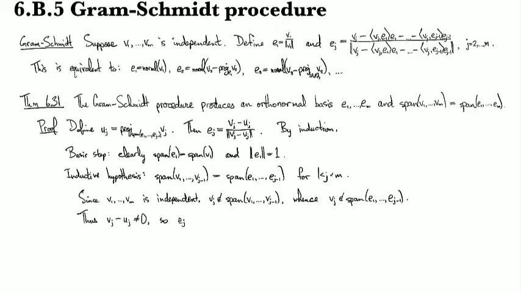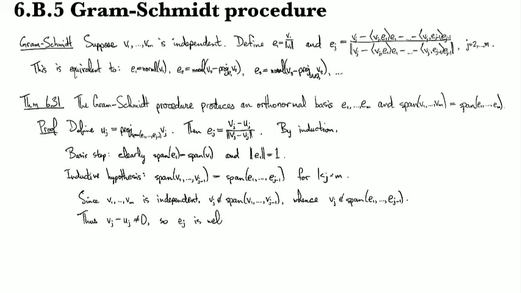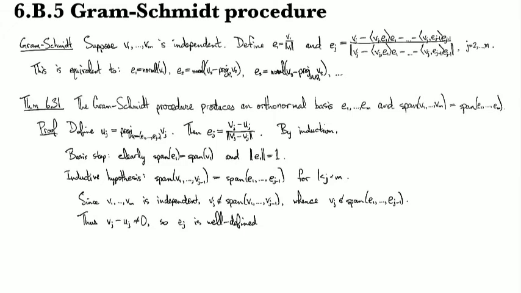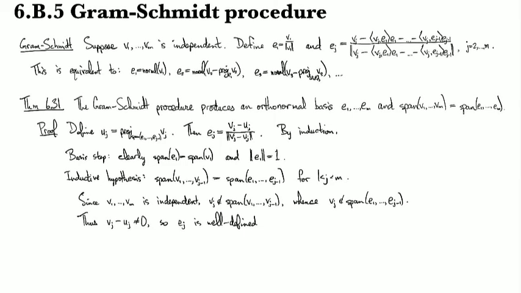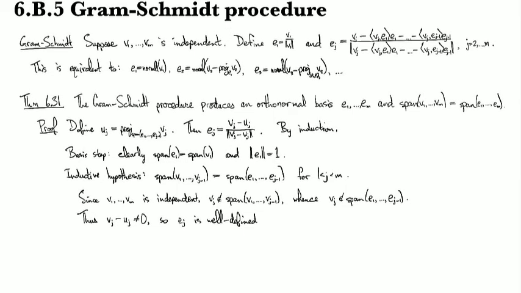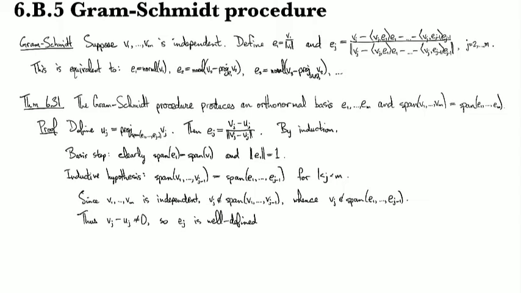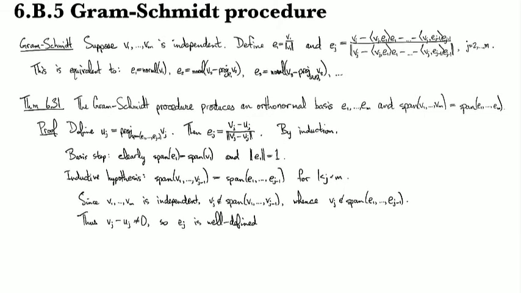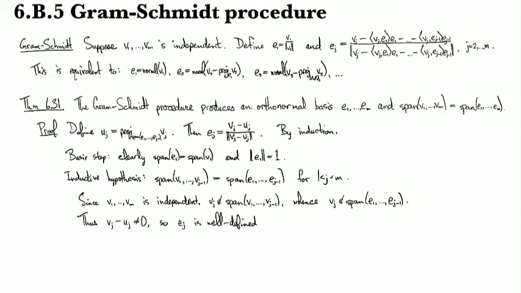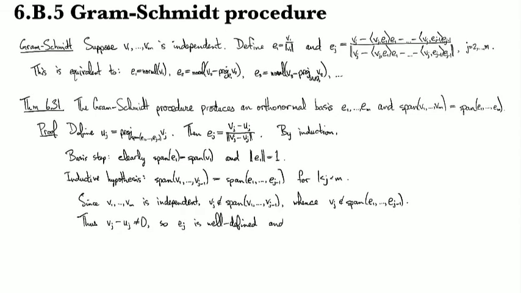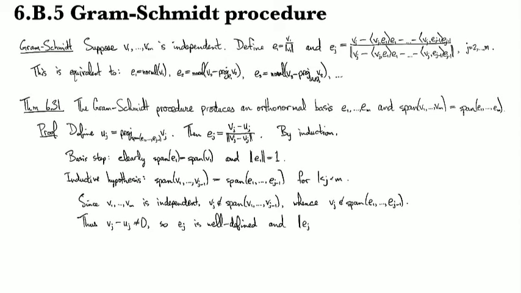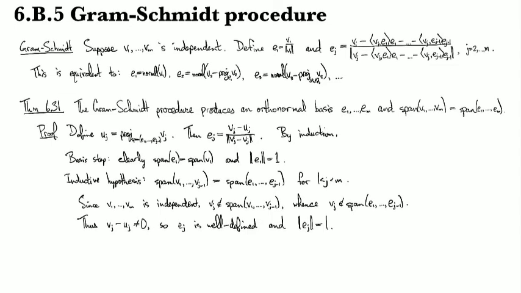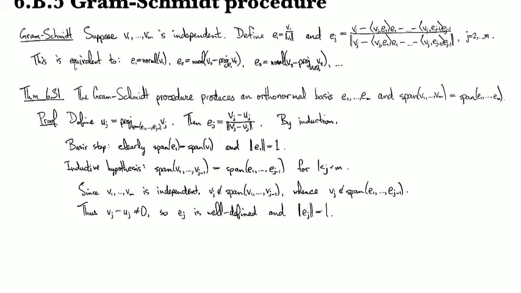And that's important for knowing that Ej is well defined, right? So if Vj is not in the span of the others, then Vj minus Uj can't be 0, and then we don't have a 0 in the denominator. Okay, and so then we know that the length of Ej is correct. All right.